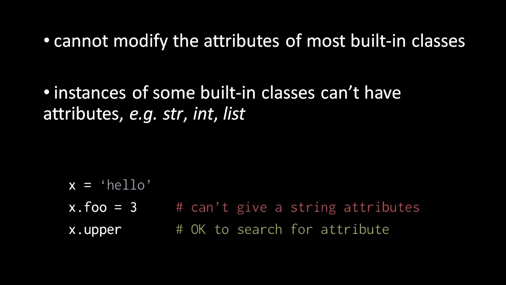So here, for example, the string literal hello, that's a string instance which we assign to the variable x, and then if we write x.foo equals 3, that's attempting to assign 3 to an attribute foo of that string instance, and that's not legal, so this will throw an exception. But it does make sense to write x.upper because upper is an attribute in the string class. So x.upper here will retrieve the value of that attribute in the string class.